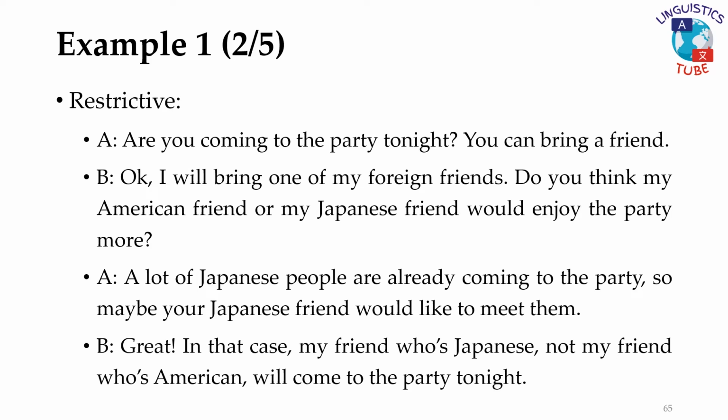Pause the video and try to work out the meaning that the restrictive relative clause contributes to the sentence. I will share my thoughts with you on the next screen.